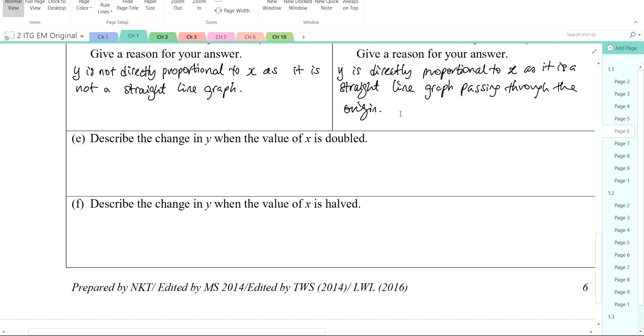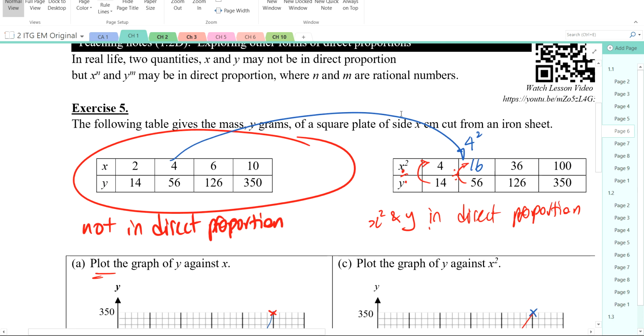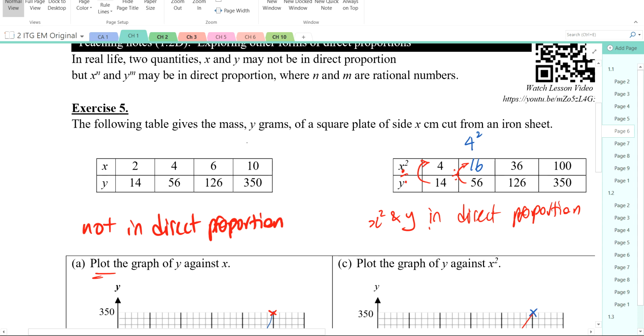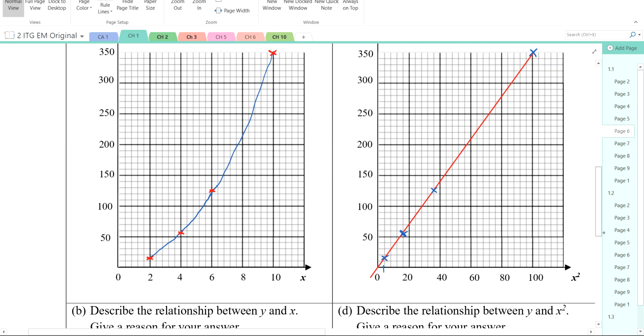Describe the change in y when the value of x is doubled. So from our table of values, when x is doubled, see when x from 2 becomes 4, what happened to the change in y? Here, double, right? Double. Then over here, is it double? No, how is it increased? It is multiplied by how much? From 14 to 56 multiplied by how much? 4, yeah. So when one is doubled, the other is quadrupled.